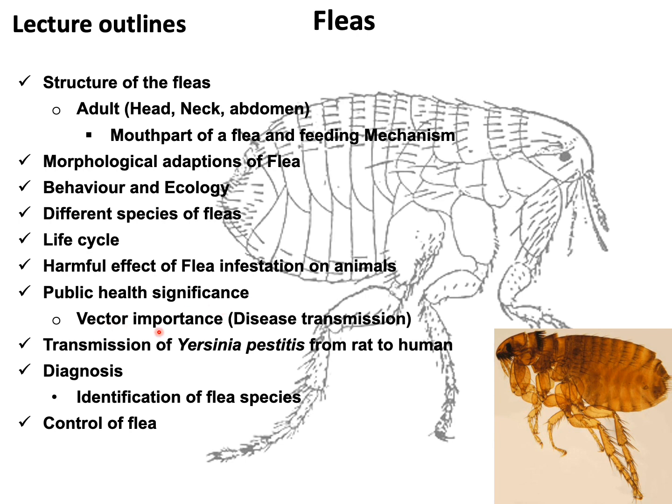And another important thing is the vector importance, that is disease transmission by different species of flea. And finally, I would like to conclude my presentation by highlighting the diagnosis, that is identification of different flea species, and control of flea.